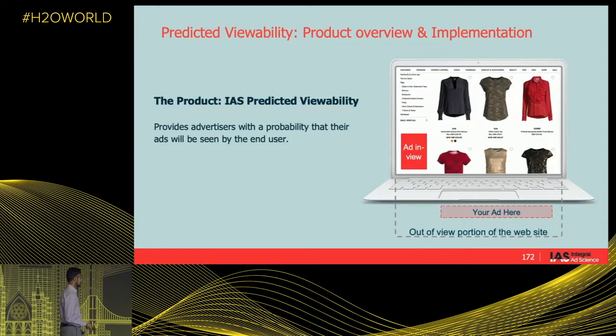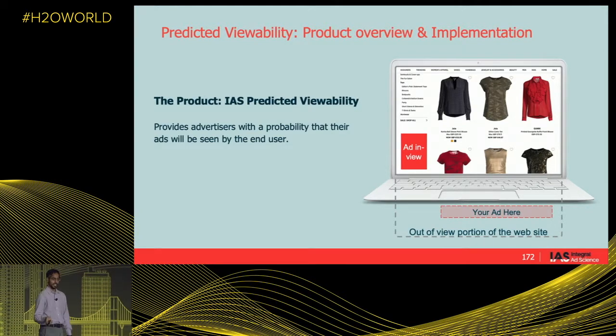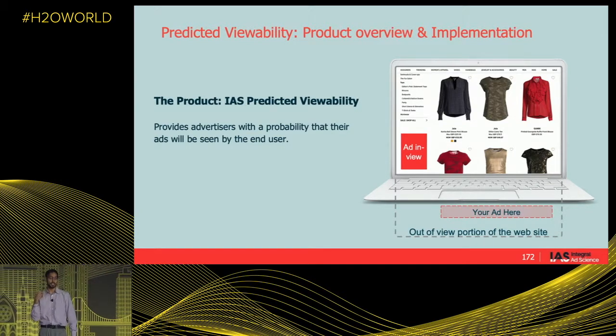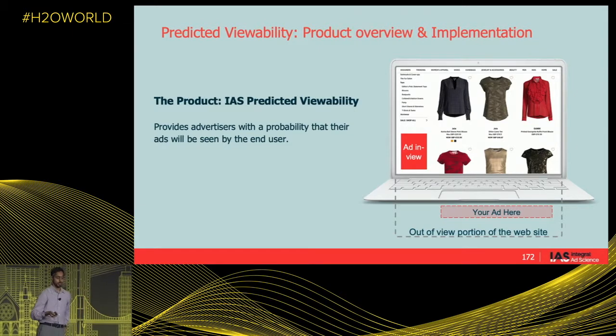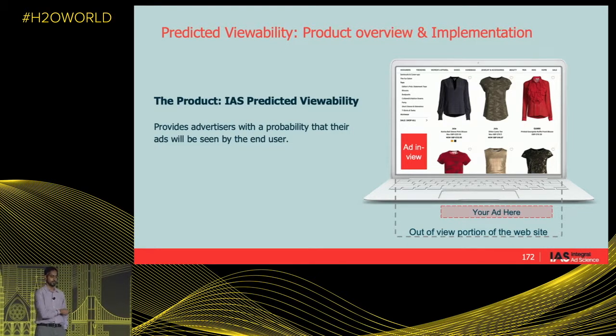One of the things we offer is predicted viewability. So again, like the brand safety solution, during bidding time, when an advertiser bids on whether or not they want to show their ad, we provide a predicted viewability. What is the probability that your ad will be seen by a real user? We provide that at bid time, and then a company can decide based on that whether or not they want to bid.